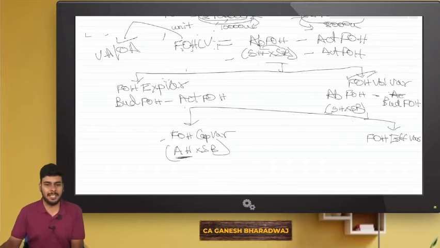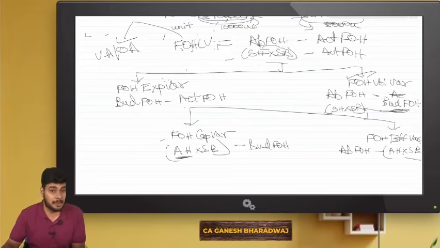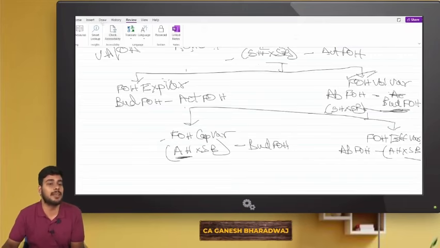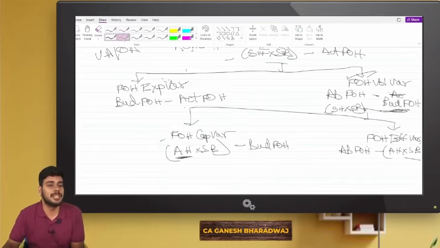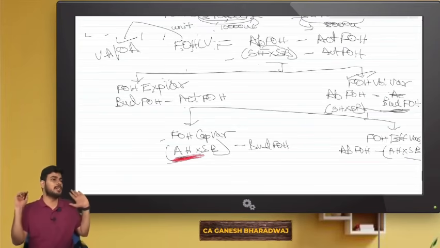Minus budgeted fixed overheads. Correct? And this will be the balancing figure, right? This will be absorbed fixed overheads minus AH into SR. Correct or not? In the entire subject, I am asking you to memorize only one thing. What is that? AH. This alone, can you remember?